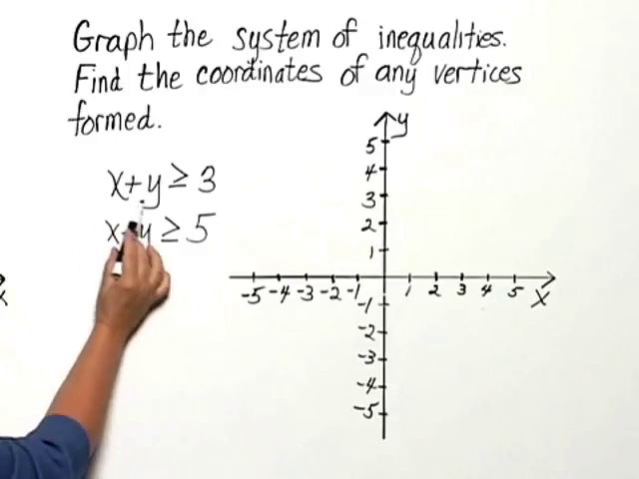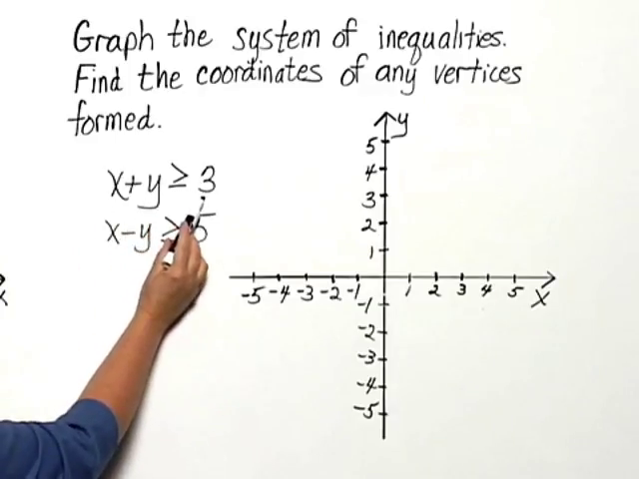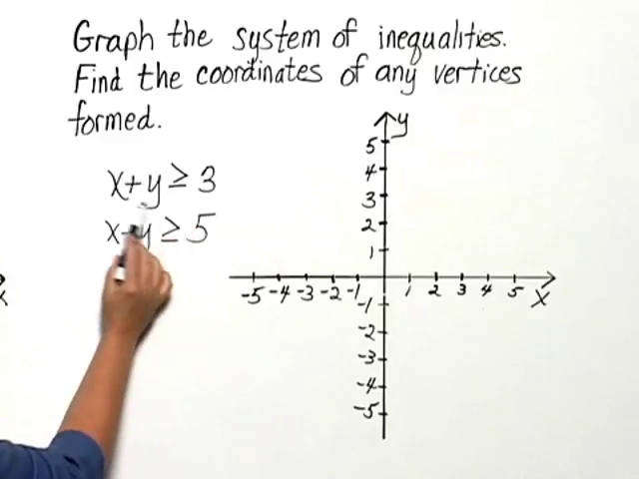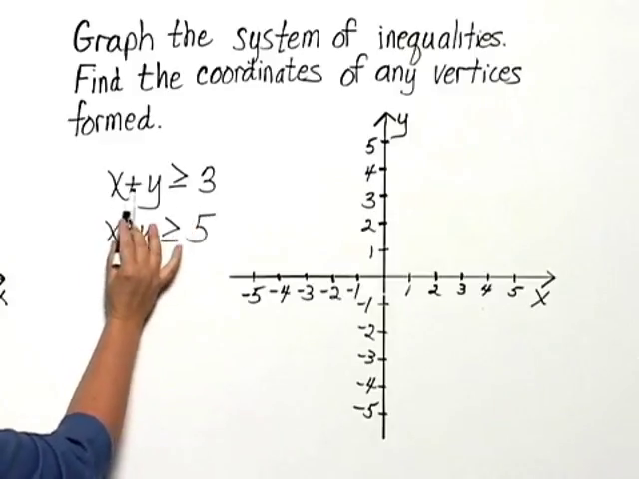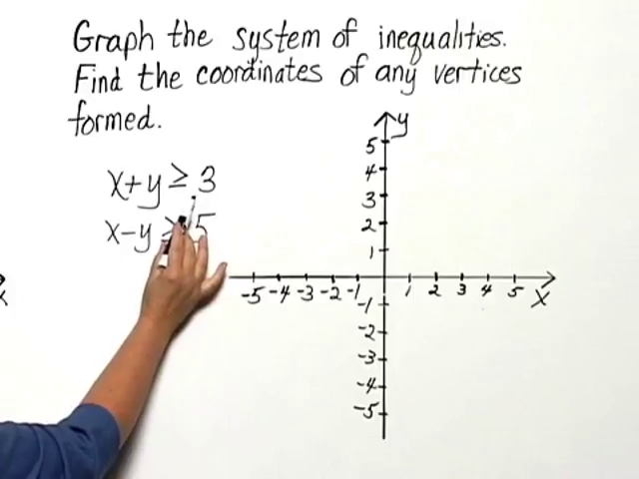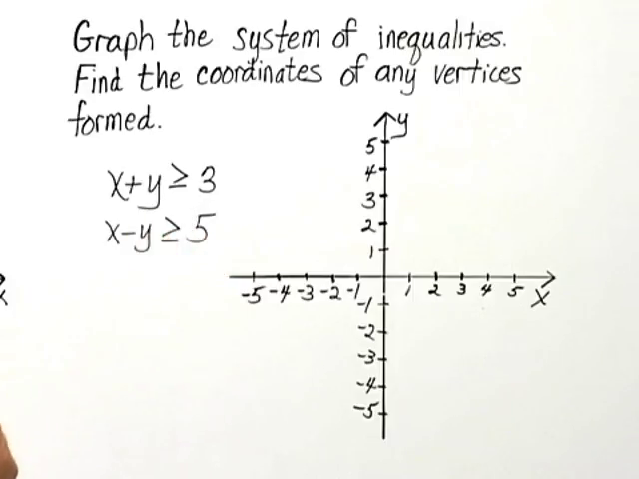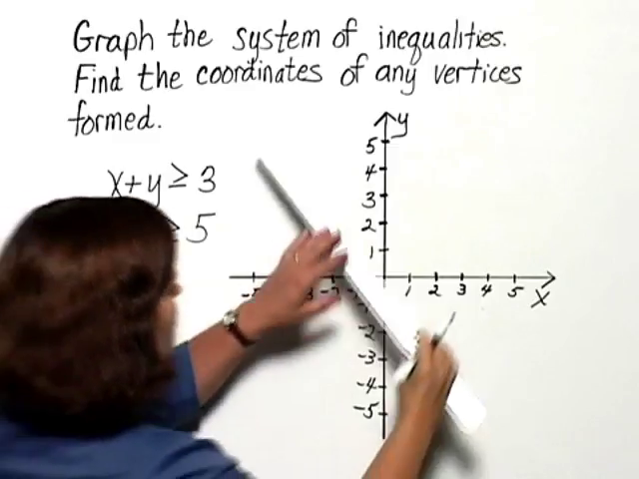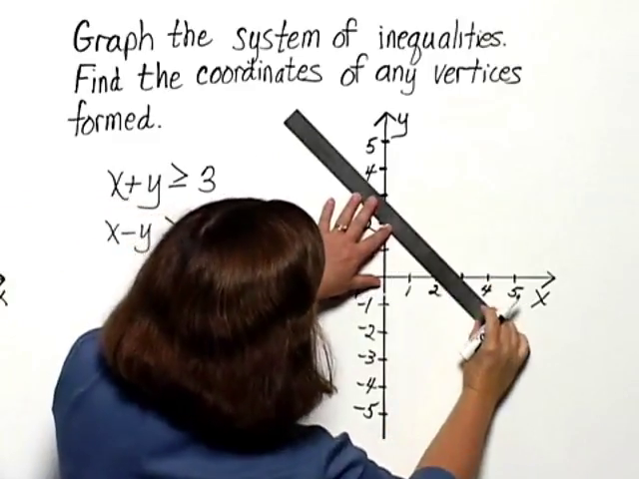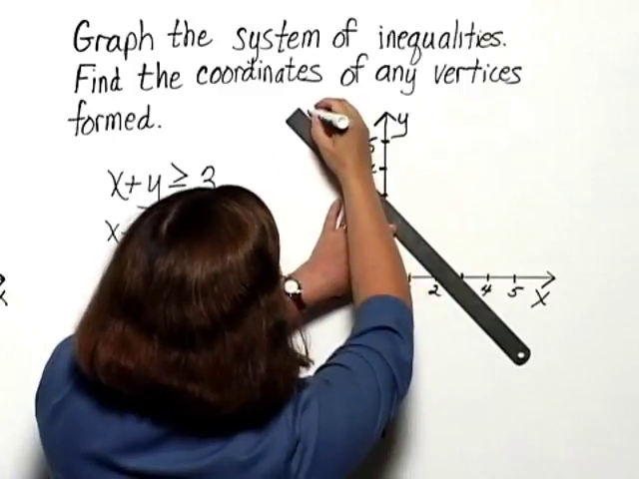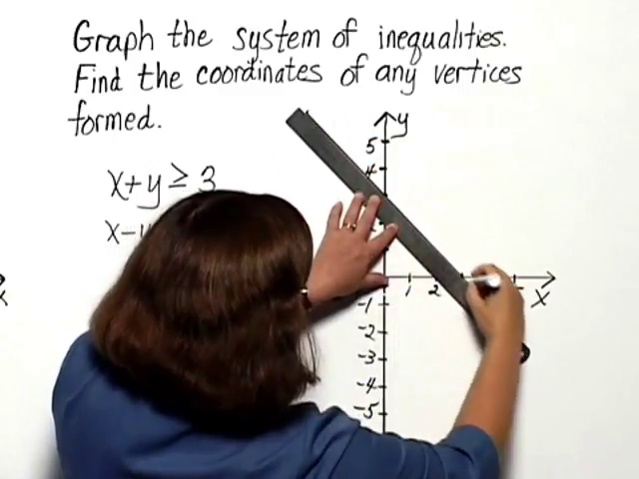So let's start with x plus y is greater than or equal to 3. This will be a half plane. The boundary will be the line x plus y equals 3. That has a y-intercept of 3 and an x-intercept of 3, so the points (0, 3) and (3, 0). So we can draw that line, and we draw it solid because the inequality symbol is greater than or equal to.